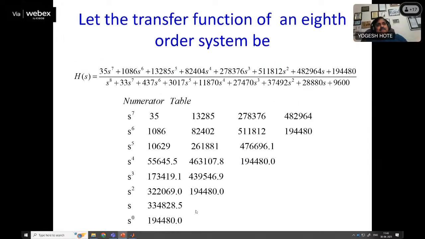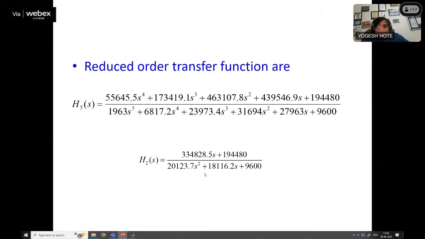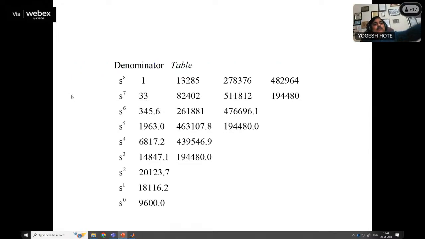And for the numerator, this is 334828 S plus 1994280. So if you write these elements here, we can get this. No need to calculate the roots of the numerator. No need to calculate the roots of the denominator. Just simply applying the Routh criteria, you can get the reduced order model. Similarly, we have got a fifth order model. So by means of this, you can get a model of any order, seventh order, sixth order, fifth order, any order.